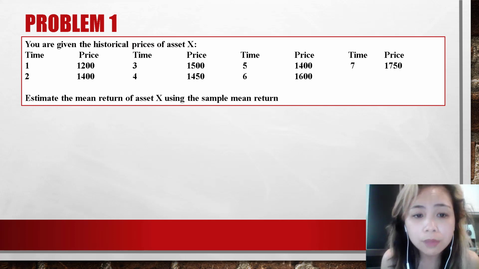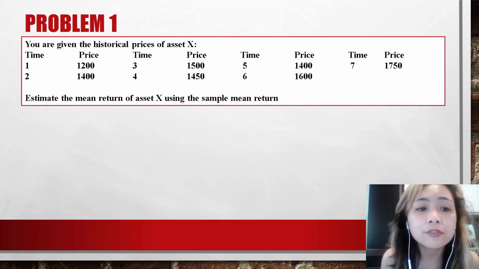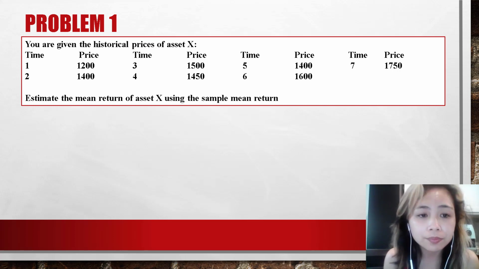This problem is asking about the sample mean return, and the information given is the collection of historical prices of asset X. In order to find the sample mean return, we first have to find all the values of the returns, and to find the returns, we use the historical prices to calculate them, taking it step by step.